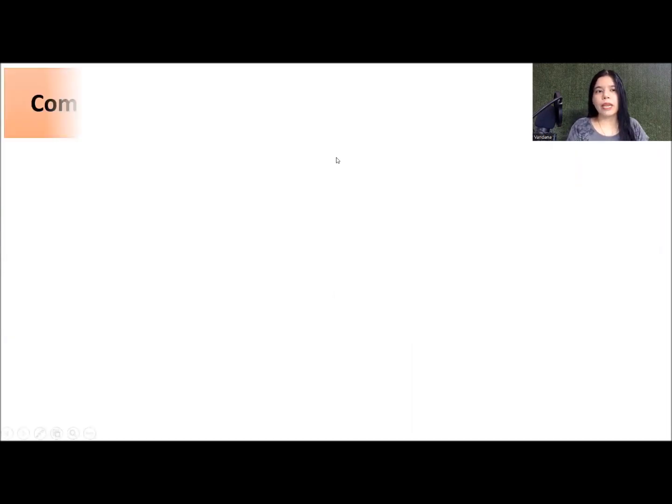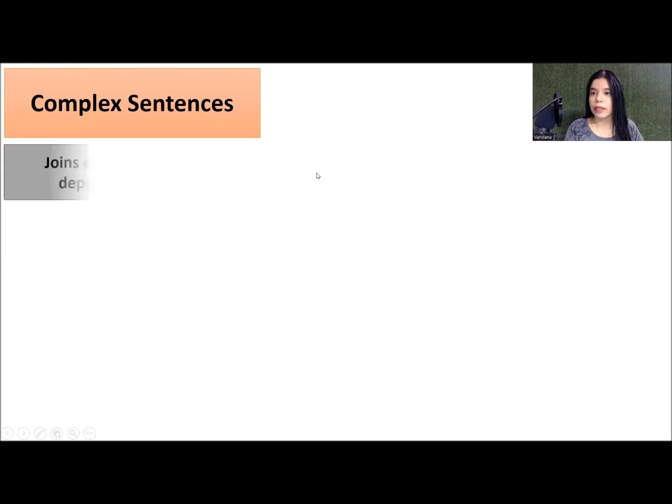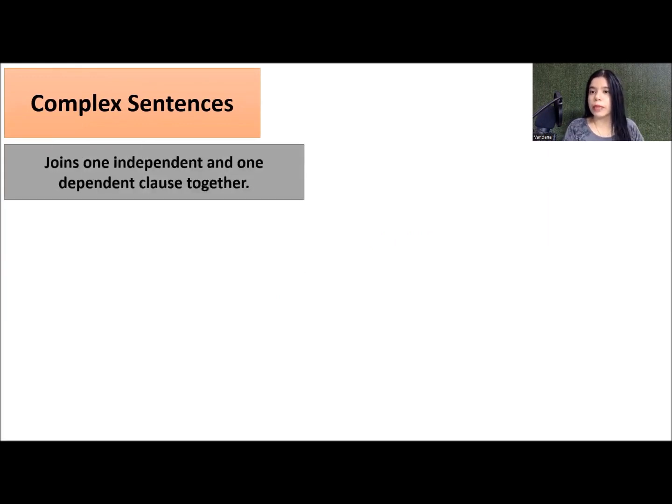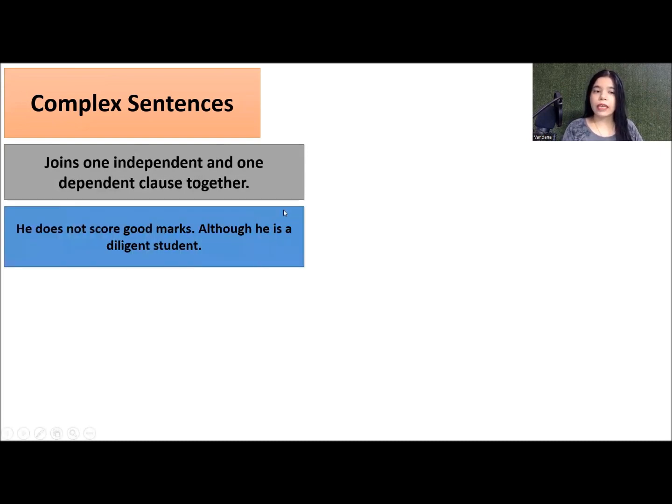Now let's see how complex sentences are different from compound sentences, because here also we are joining two clauses. But what kind of clauses? Here we have one independent and one dependent clause. Let's understand with the help of an example. It says, he does not score good marks although he's a diligent student. Which one do you think is a dependent clause here? And which one do you think is an independent clause? Definitely, the independent clause is he does not score good marks because it makes complete sense on its own. Whereas if I say, although he is a diligent student, without any additional information, this would be an incomplete sentence. So sentences like these are known as dependent clauses.